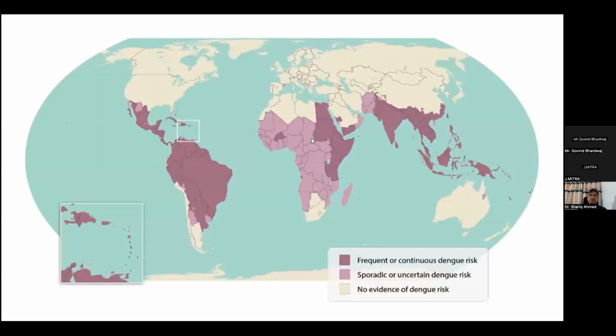This is a global map by the CDC, which shows that India comes under frequent and continuous dengue risk. So every year we have a dengue epidemic, mostly in our country, because it has very favorable conditions for the mosquito.